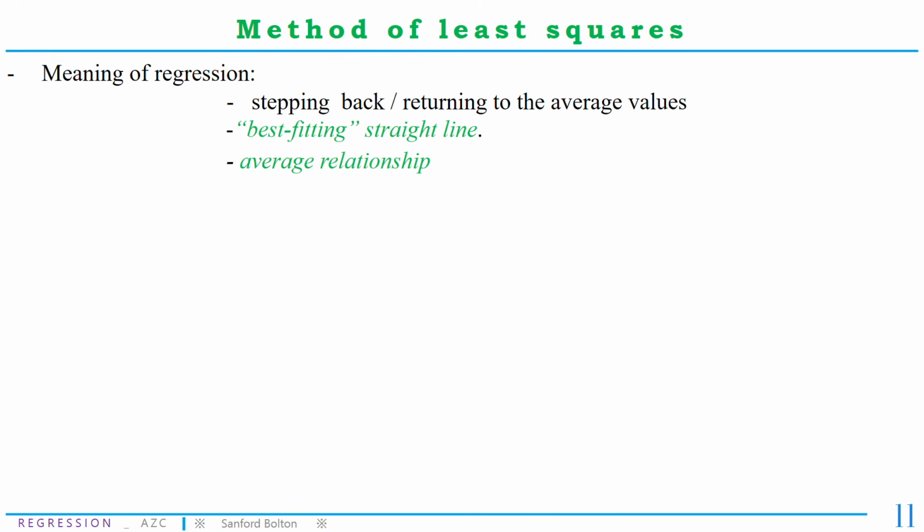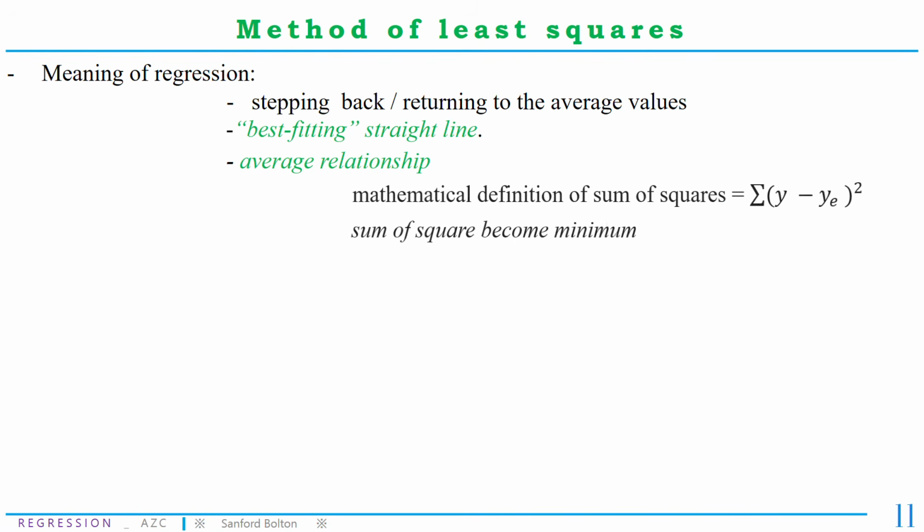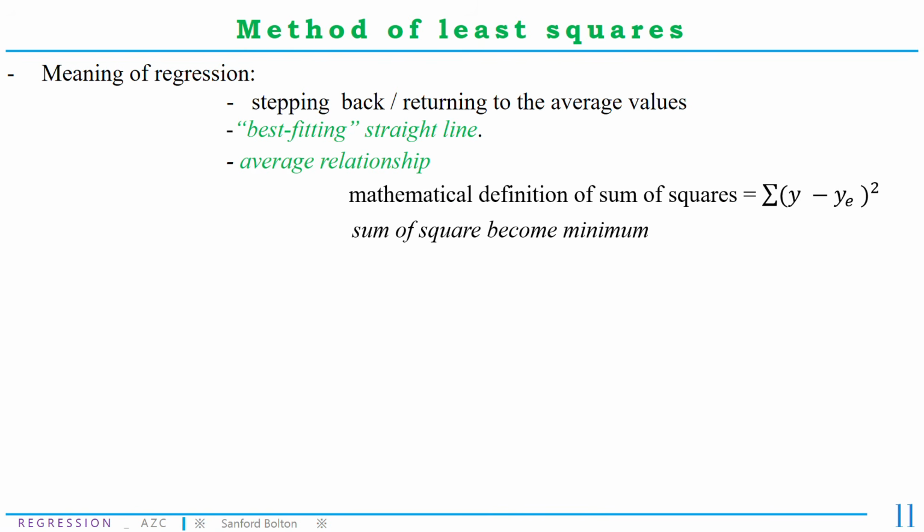Let us recall the meaning of regression. Regression is stepping back, or returning to the average. It is the best fitting straight line, average relationship. Another important aspect of regression is the mathematical definition of sum of squares, and the sum of squares becoming minimum.